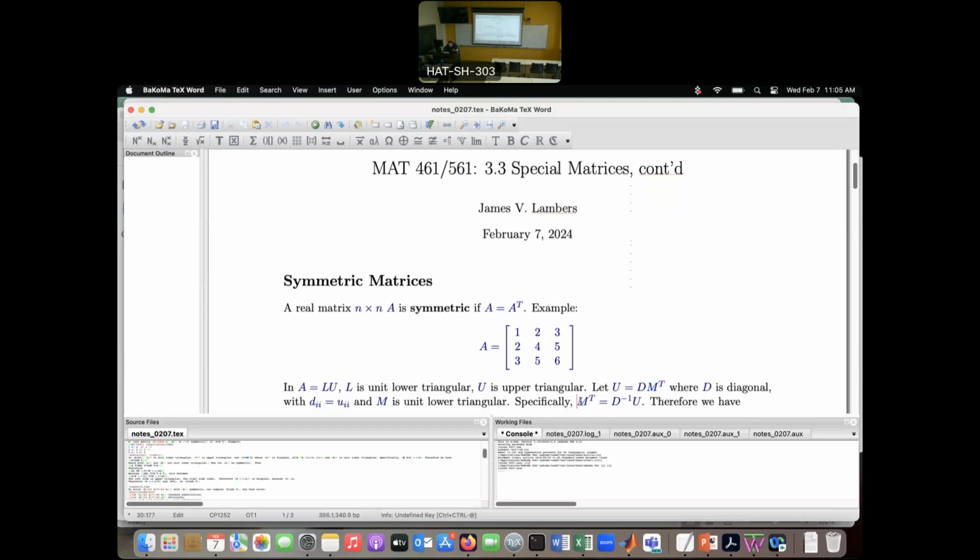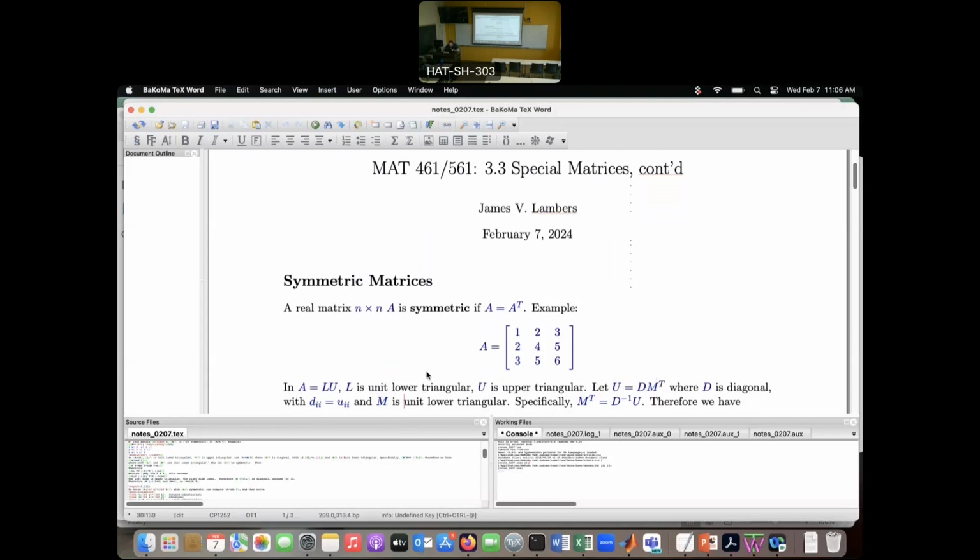This is the formula for M transpose. All I'm doing is taking the diagonal entries of U and placing them on the diagonal of D, and otherwise D is 0. Then I multiply the inverse of D by U. That will give me M transpose. This is something that can actually be computed. So M transpose is unit upper triangular, and therefore M is unit lower triangular, taking the transpose.